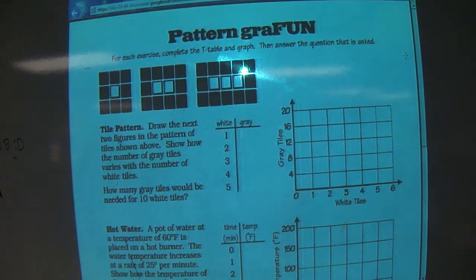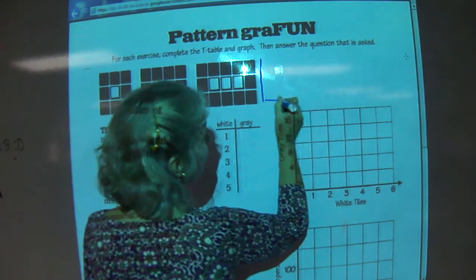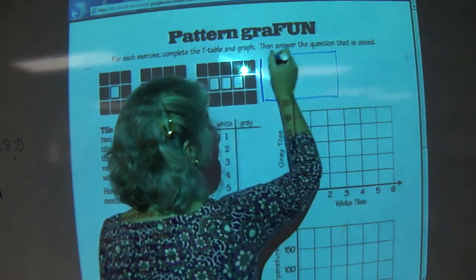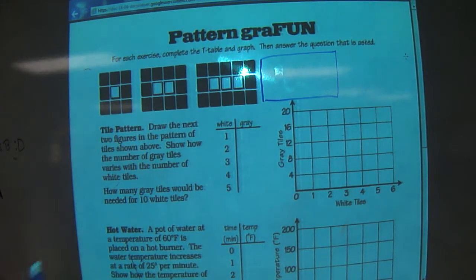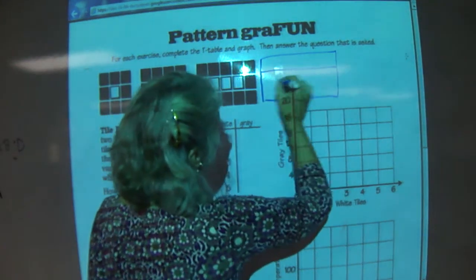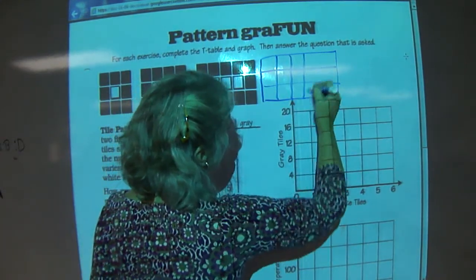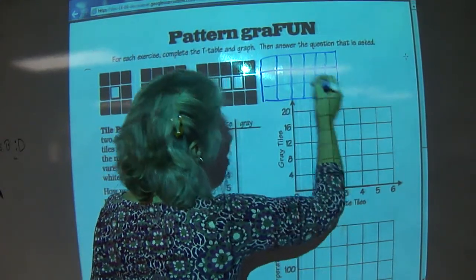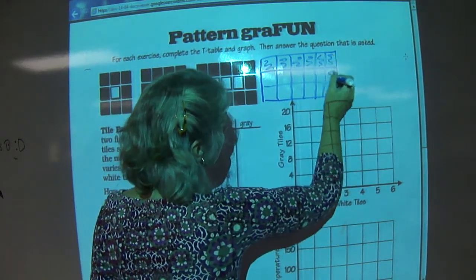Okay, the first thing I ask you to do is draw the next two patterns. So what's the pattern going to look like? How many white squares is it going to have? Four, okay. And it's going to have two black ones, so we're going to need 6 boxes, right? 1, 2, 3, 4, 5, 6.